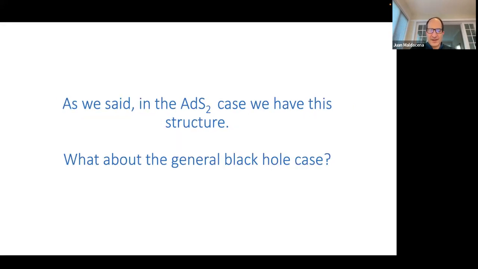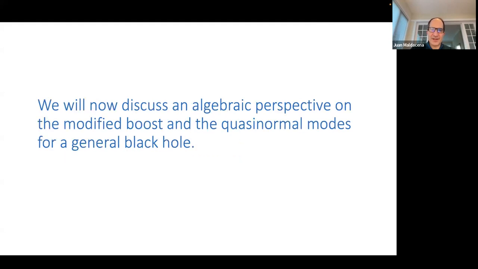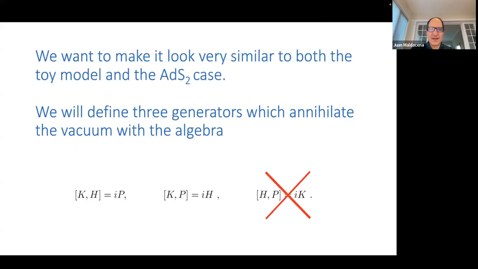in AdS2, we have this kind of structure, and one can generalize that structure for the general black hole case. So what follows is a somewhat formal argument that is based on some recent algebraic discussion of the modular boost and the quasi-normal modes for general black holes. So what we are going to do now is try to make the discussion for a general black hole look somewhat similar to both the toy model that we discussed and the AdS2 case.